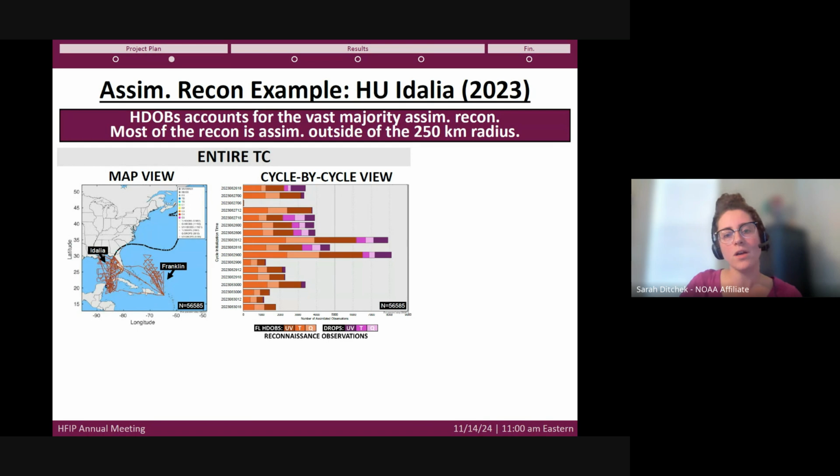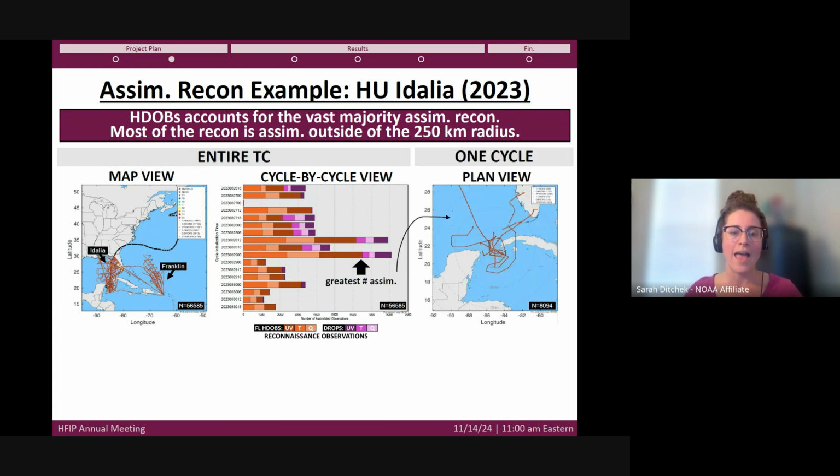And aside from recon within and around Idalia, you could see that recon aircraft were sampling another TC, that was Hurricane Franklin in the Western Atlantic. Next. So let's take a closer look at the cycle of Idalia that assimilated the most recon. Next. And in this cycle, we assimilated just over 8,000 recon obs. These were mostly in Idalia, but some were in Franklin. Next.